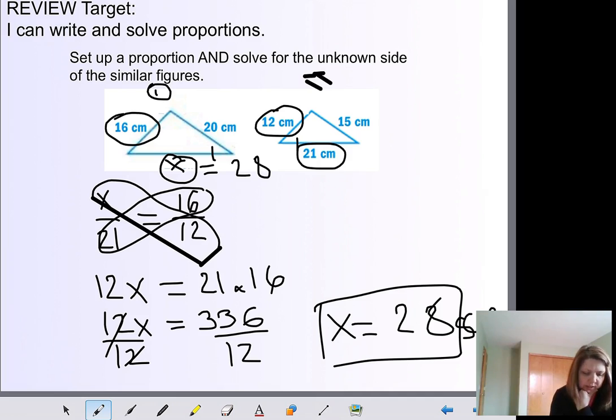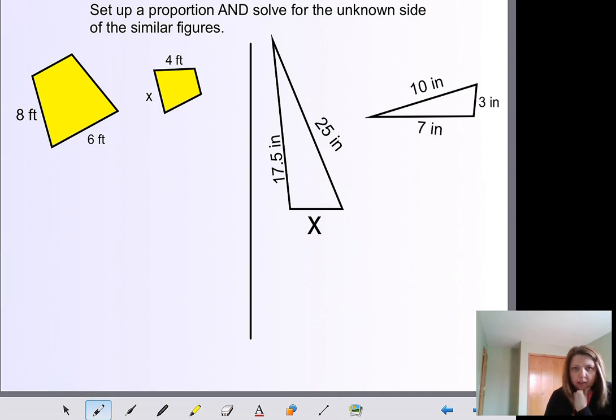Let's take a look at another shape. How about if we set up a proportion and solve for the unknown side of similar figures? So those two are similar. We have one unknown x, and I will say the corresponding side of this will be, now look at the shape carefully, the shortest side here, and the shortest side is over here. So I flip the shape. 4 and 8 will be the ones that are similar. So x will be similar to 6.